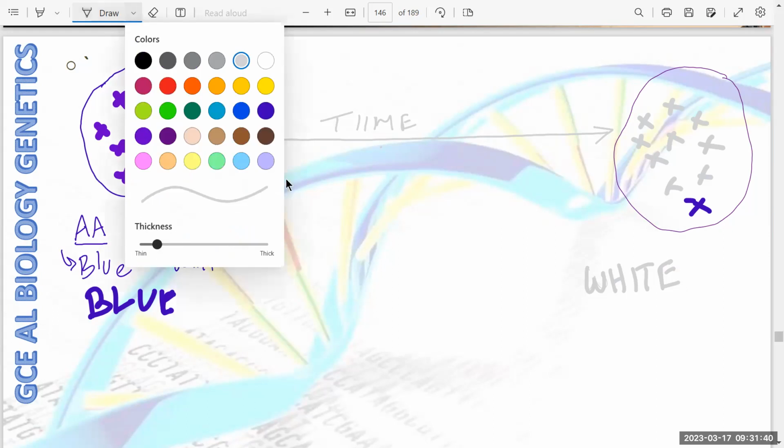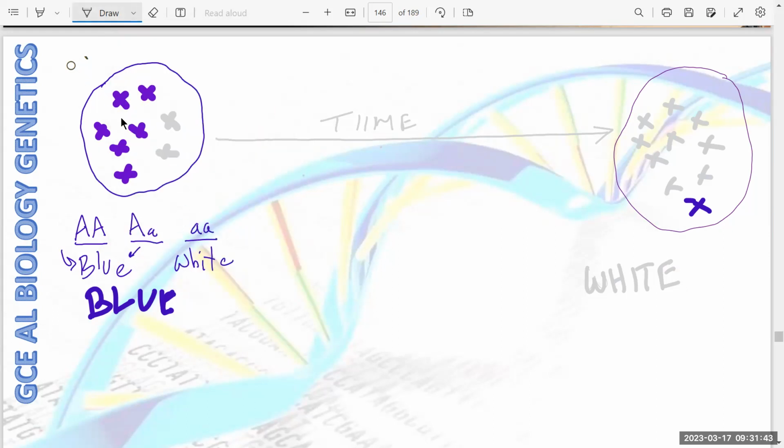Let's assume the genotype of these flowers. This one is capital A, capital A, capital A, capital A, small a, capital A, small a, capital A, capital A, capital A, capital A, capital A, small a. This one is small a, small a, small a, small a. Now, I wanted to find the frequency of capital A and the frequency of small a. The frequency is how many times it exists.